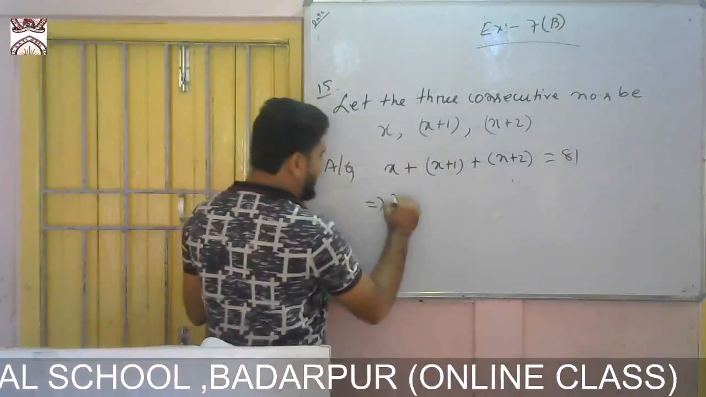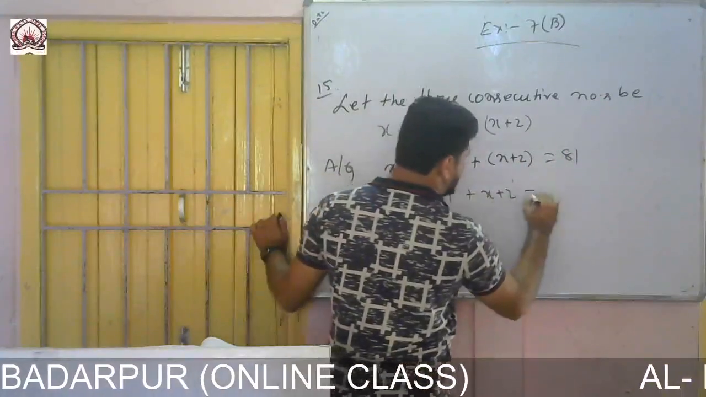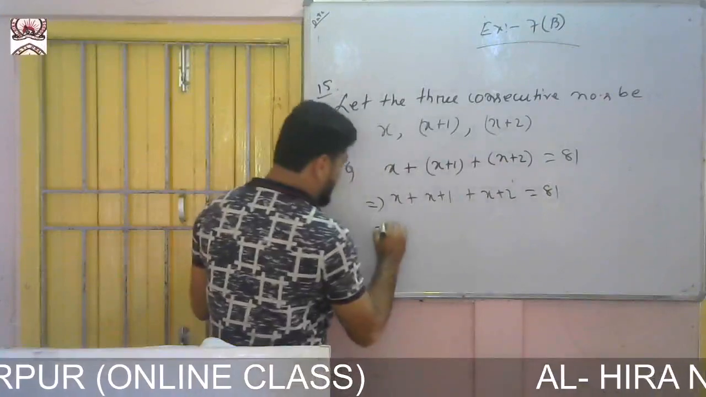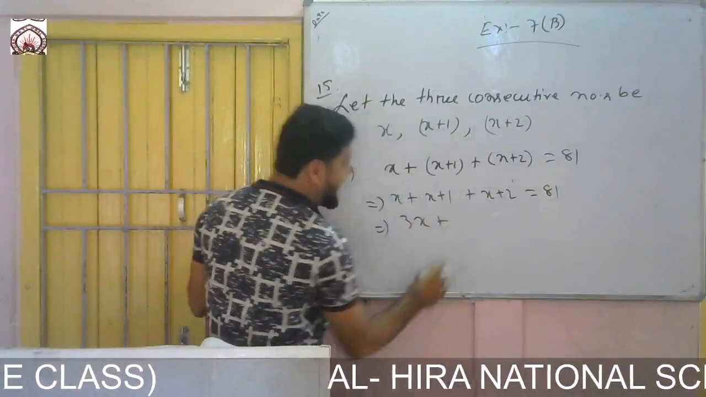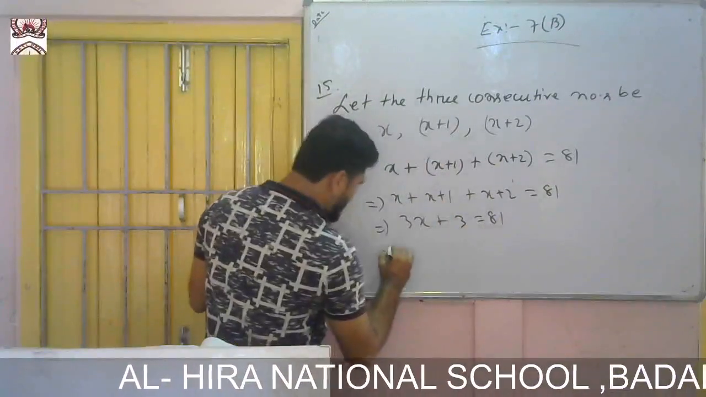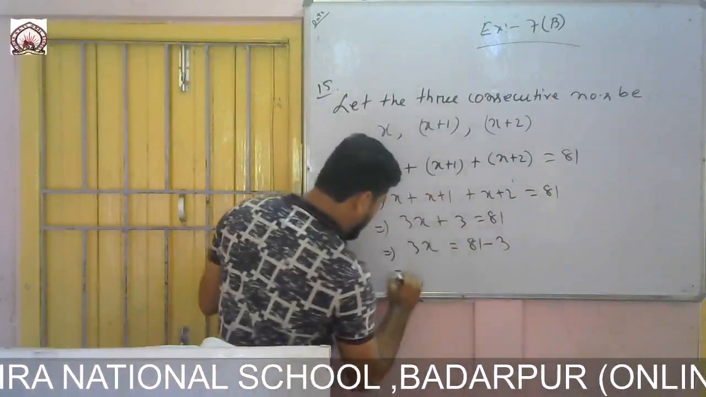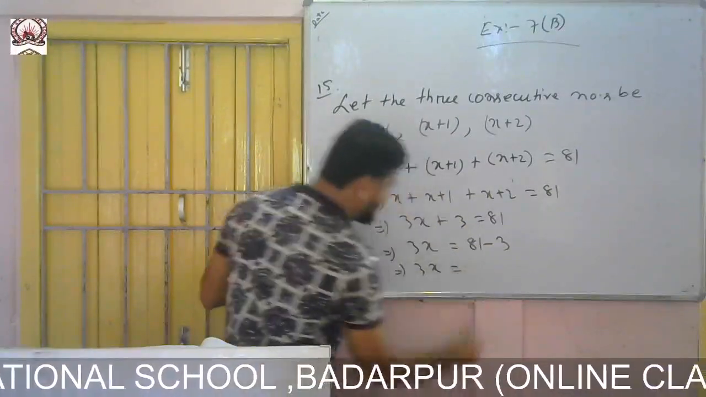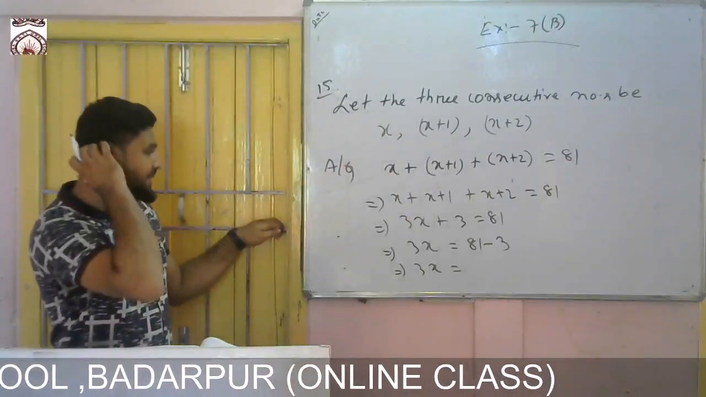So x plus x plus 1 plus x plus 2 equals 81. So 1, 2, 3x. It will be thrice x plus 2 plus 1, which is 3. It is 81. Now thrice x equals 81 minus 3, then x equals what?